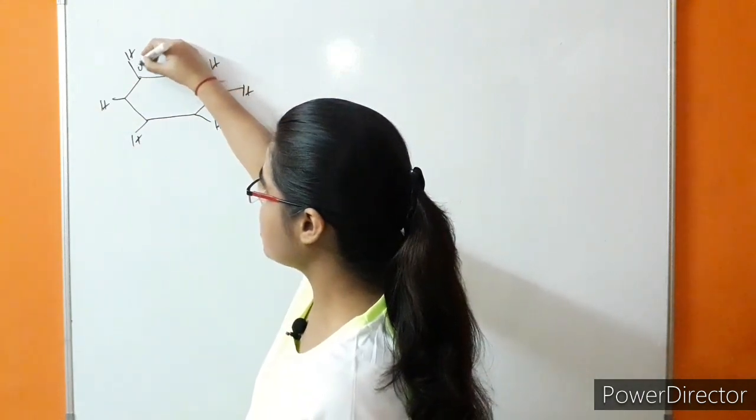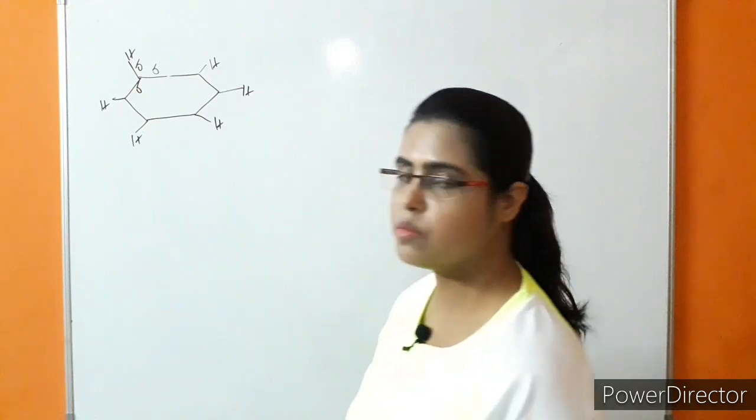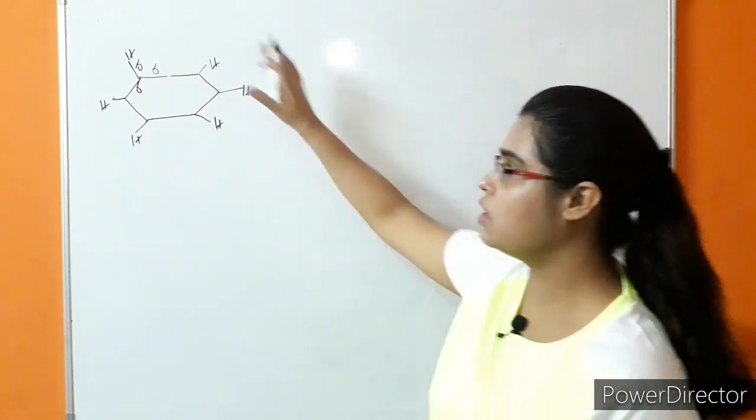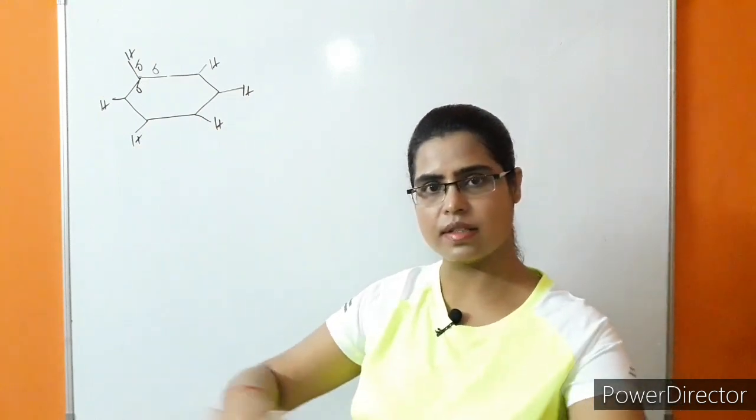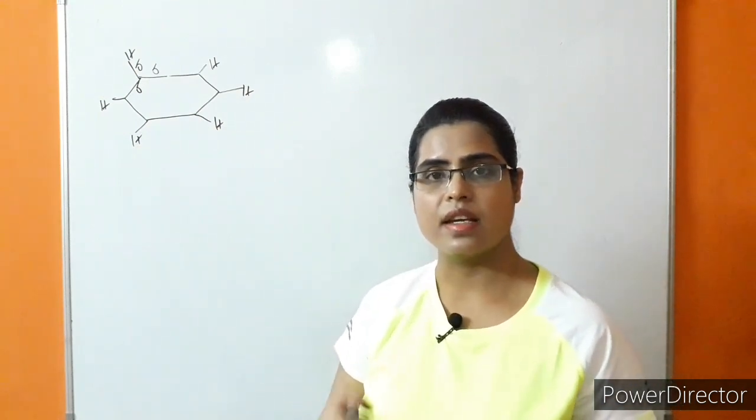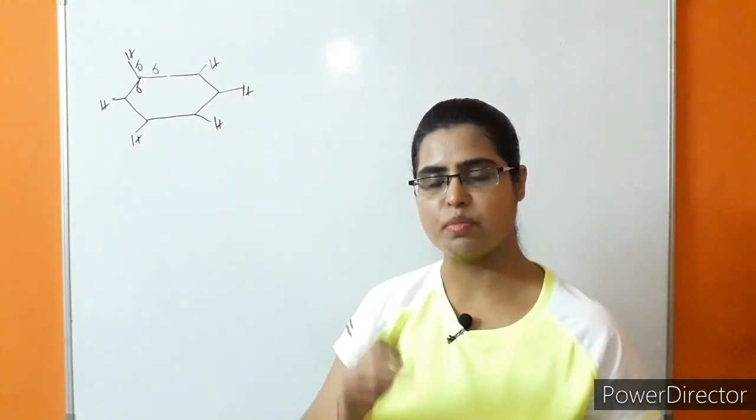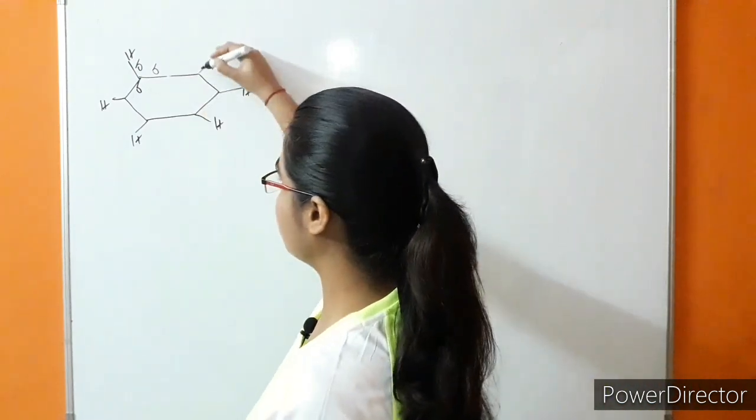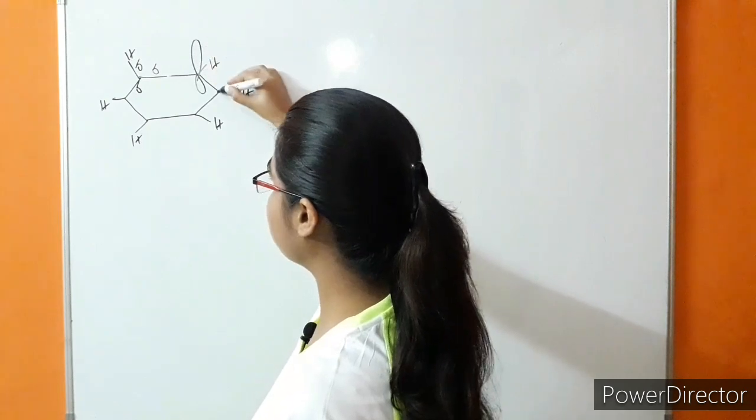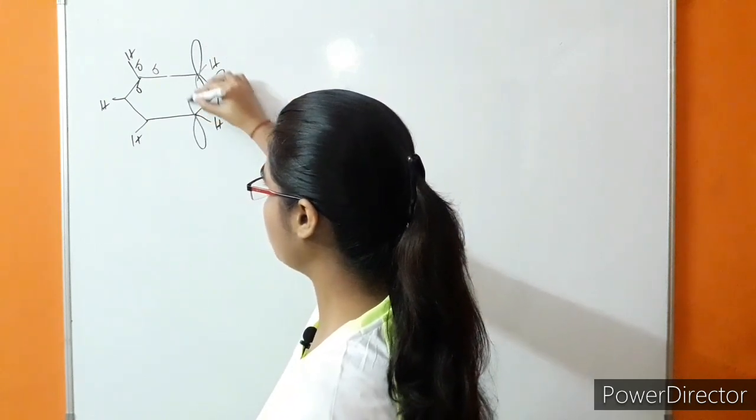So what is happening in this case? There are 3 sigma bonds formed by each and every carbon in the benzene ring, and these bonds are present in a single plane. Whereas there is one more orbital, that is the pz orbital. This unhybridized pz orbital is present perpendicular to the plane of this molecule.